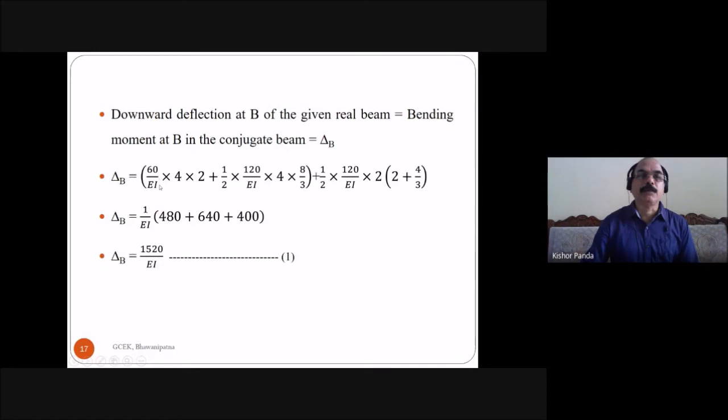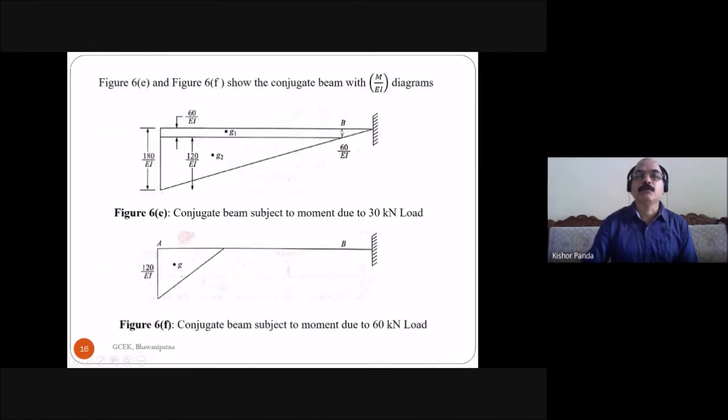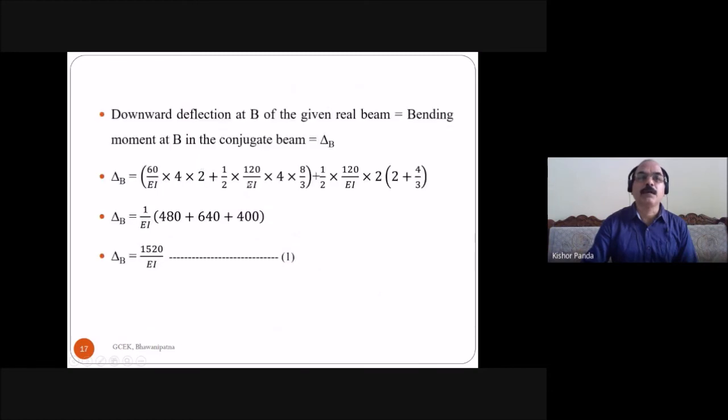So this is 60 by EI into 4 into 2. Already you have taken this one. Then take the moment of this load. What is the area of this loading? Half into base 4 into height 120 by EI, so half into 4 into 120 by EI.